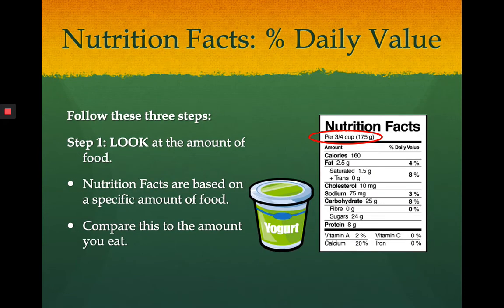So how does that daily percentage value help? Well, here's some steps you can follow. Step number 1, look at the amount of the food. So this says 3/4 cup serving. The nutrition facts are always based on a specific amount of food, not necessarily based on the whole container. You want to compare this, of course, to the amount you eat. So if you read that there are 8 grams of protein, you're like, oh man, that's amazing, but you only eat half a cup of this yogurt, well, you're not going to get those 8 grams because as we can see, that's based on 3/4 cup.